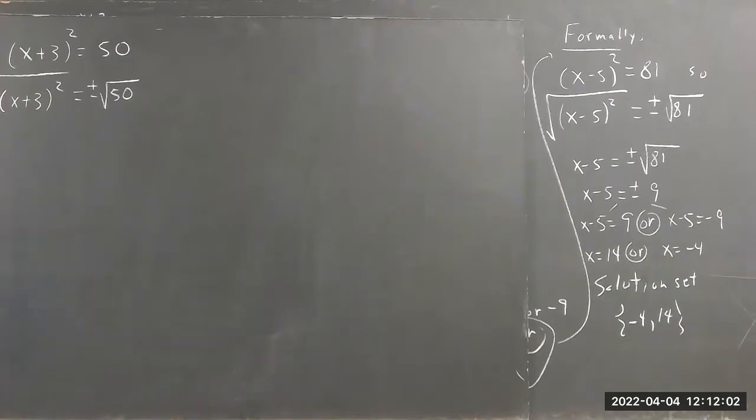Now, make sense? 25 times 2. That's the only way to look at it. 5 squared times 2, which would be the square root of 50. I don't know, it's more than a square. I'm making things up as I go.